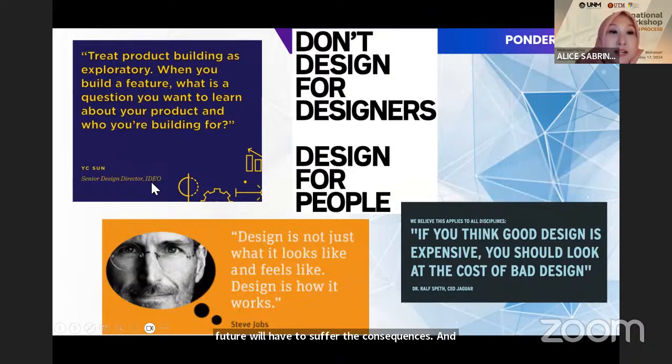And YC Sun, the director of IDEO, talks about how you have to treat the product that you produce as exploratory. When you build the future, what is the question you want to learn about your product and who you're building for? And the word who here is important. You need to understand the values of empathy, because you don't design for designers. You don't design for the few. You don't design for the few politicians or for the bourgeois. You design for the people.